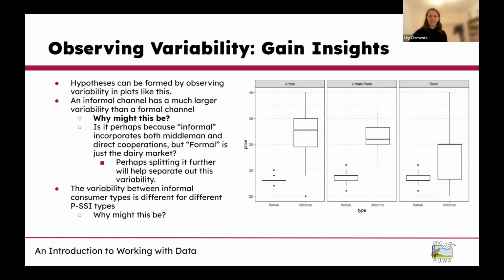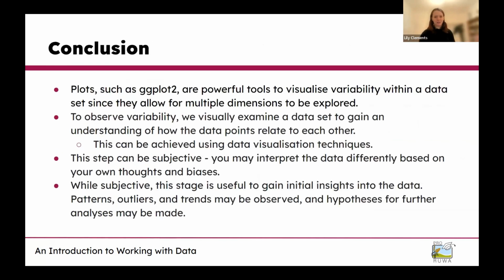You might have looked at this and thought, well, there's not really much change for the informal. Or you might have looked at this and said, well, there's not much change between the formals. And you know what, that's something that could be completely argued. Maybe there are not many data points in these formal bits, and that's why they're all pretty similar. And if there was more data there, they'd be exactly the same. It's a subjective stage at this point. But while subjective, this stage is useful to gain initial insights into the data. Patterns, outliers, and trends may be observed, and hypotheses can be made for further analyses.